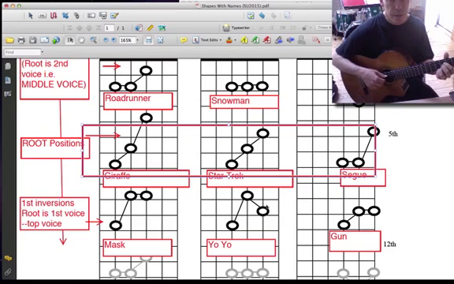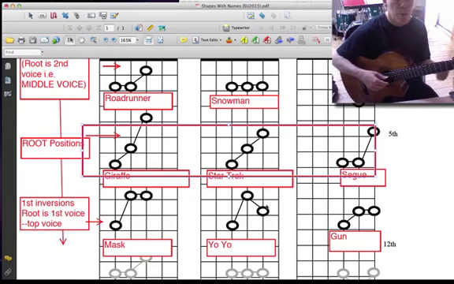So if I play Snowman, I look at this and say, what is it? Oh, it's a second inversion. Root's in the second voice, and then I sing the root. And then you could even sing a little exercise, do, mi, do, sol, do, to help your ear get used to where that root is.